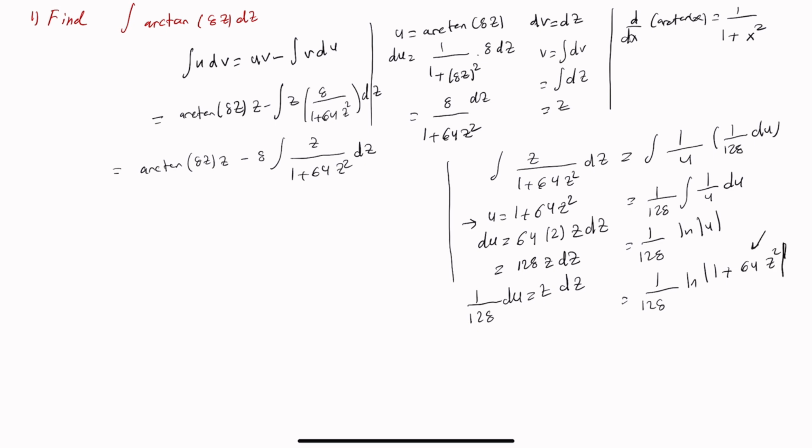Notice this term is always positive. You can plug 0 for z, it's gonna be positive, and also if you plug in a positive or negative value, it's going to be positive all the time. So we can remove the absolute value from the natural log. So that's gonna be equal to 1 over 128 natural log of 1 plus 64 z squared.